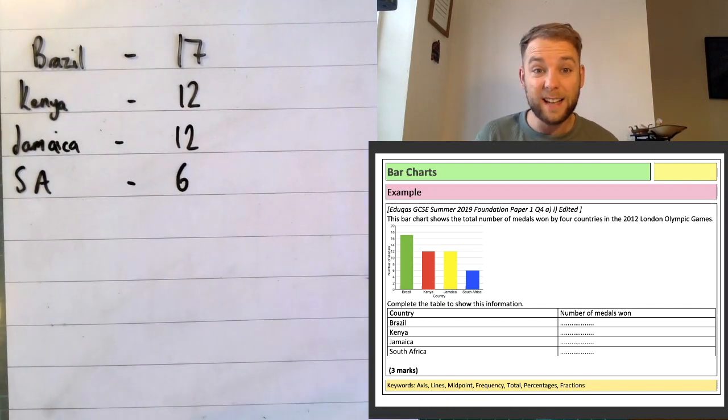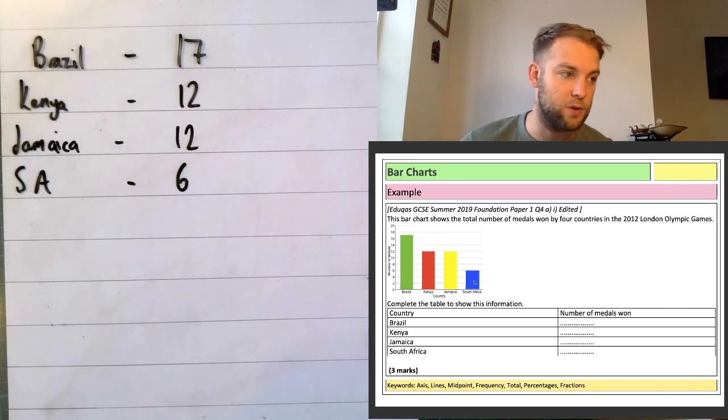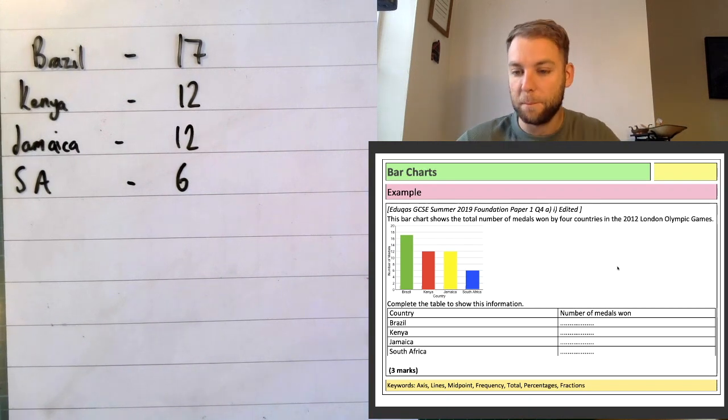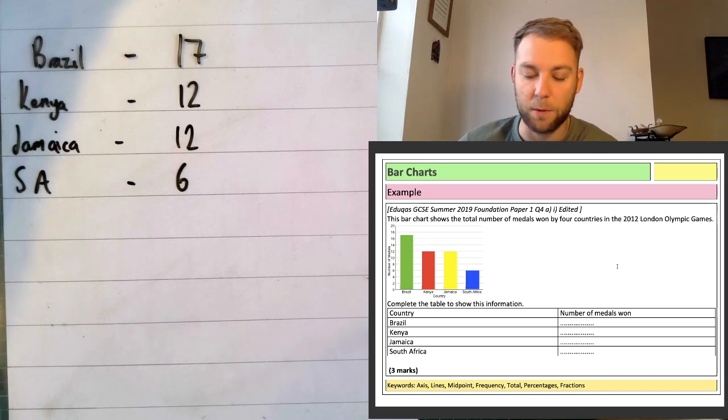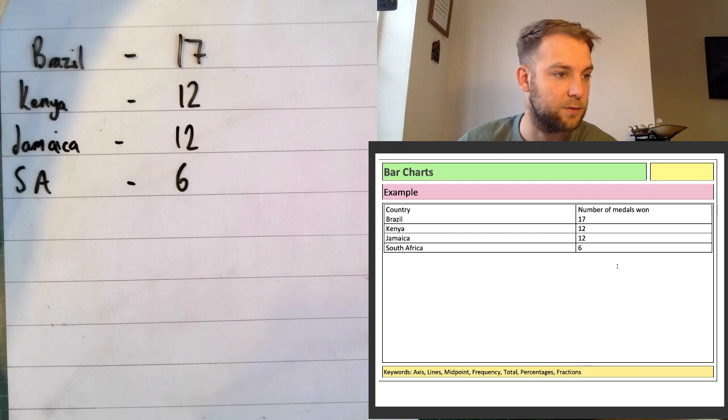Brilliant. So nice and easy. It's just about interpreting. It's just about knowing that you can actually use a bar chart. Now, this is your basics. It does get a little bit tricky when we look at fractions, percentages, but we'll look at that in a second. Let's check that. 17, 12, 12 and 6.